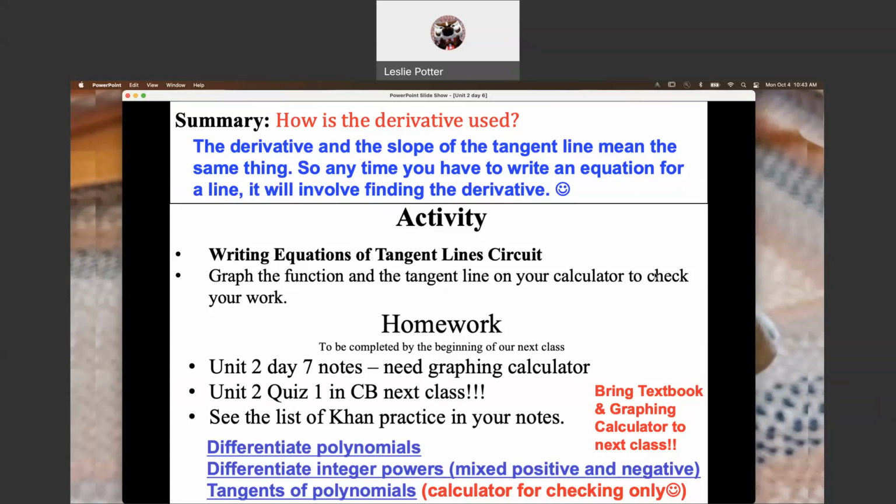So for today, we've got that circuit. We've got those cons for homework and really super short notes for homework. All right, go ahead and jump into that circuit. I'll be around to check notes and see if you have any questions.